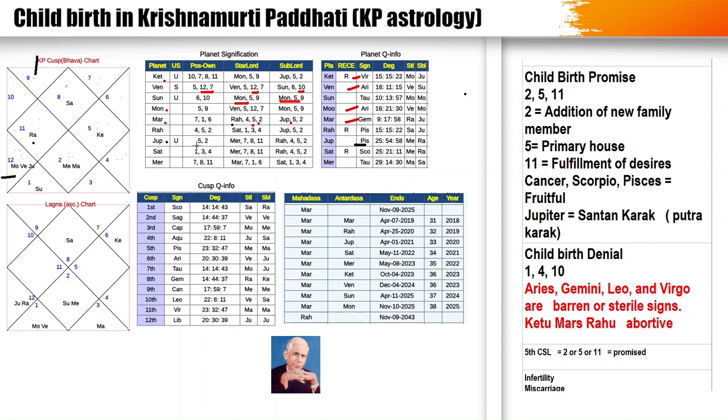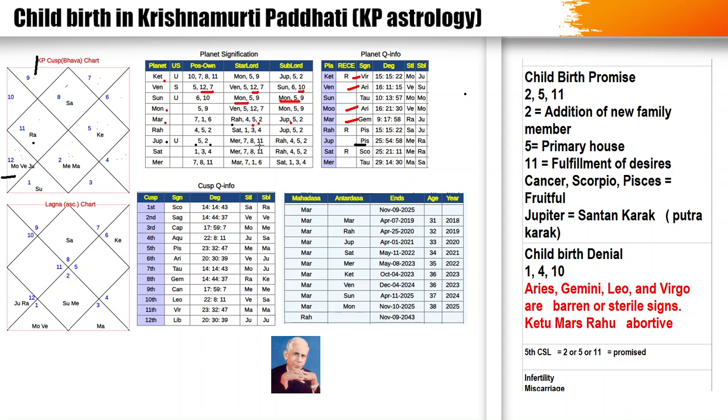Jupiter here is very positive. Jupiter, we have seen, is in Pisces, which is a fruitful sign. Jupiter is Santan Karak, that's also good. Jupiter is untenanted, that's actually very good. And then Jupiter is also a very strong significator of the fifth and the second house.